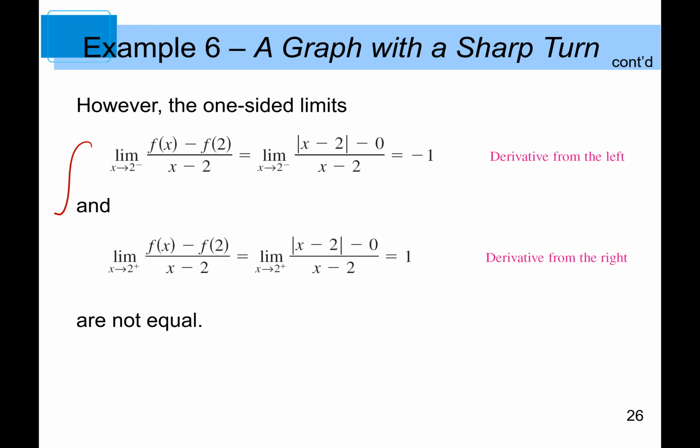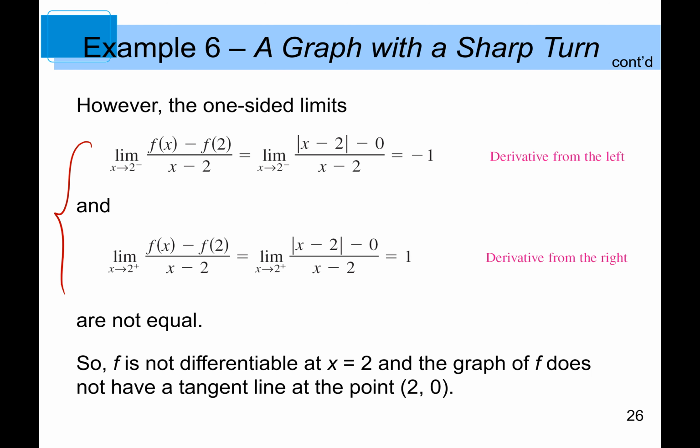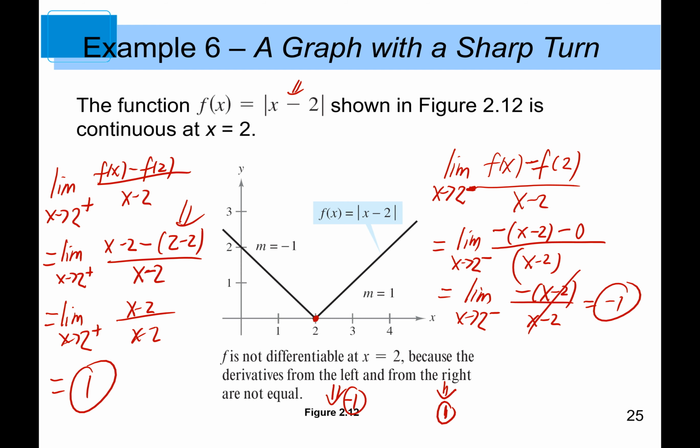So this is basically the detailed solution. They're not equal, so the derivative does not exist. f is not differentiable at x equals 2, and the graph of f does not have a tangent line at the point (2, 0). At this point, there is no tangent line.